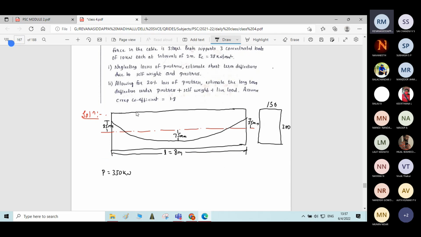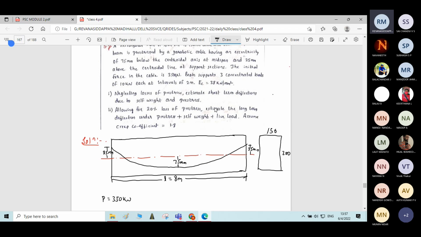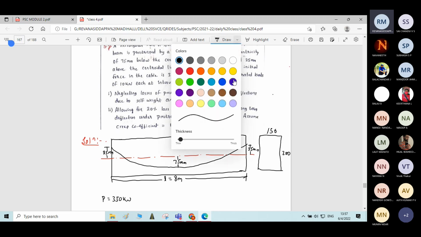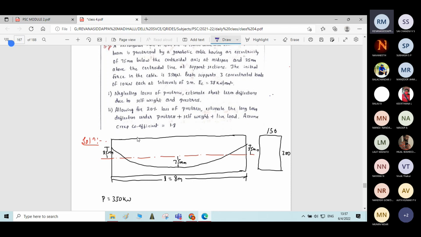Means at every 2 meter interval along the length of the beam, there are three concentrated loads having magnitude of 10 kilonewton. Let me apply those loads at 2 meter interval. At 2 meter, there is one load. At 4 meter, there will be one load. And at 6 meter, there will be one more load having magnitude of 10 kilonewton. Here 2 meter is the interval, 2 meter, 2 meter and 2 meter.